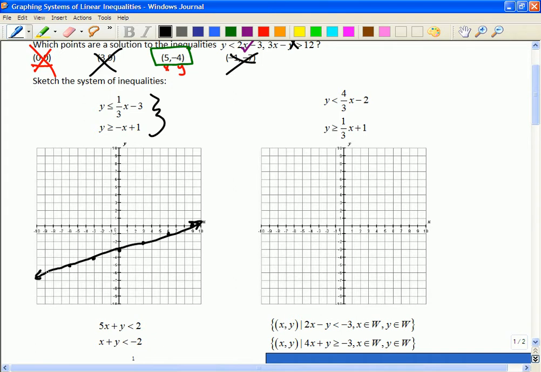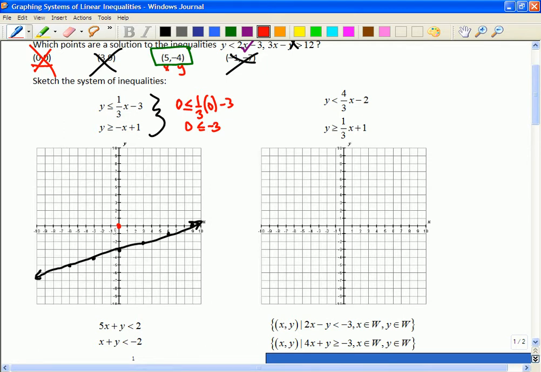And just like I normally do, I'm going to test a point to see which side of the line it goes on. So I might as well pick 0, 0. That's my favorite, and it's not on the border, so I'm allowed to use it. So is 0 less than or equal to 1/3 times 0 minus 3? Is 0 less than or equal to negative 3? Is that true?